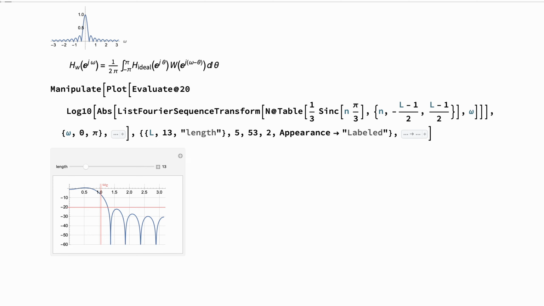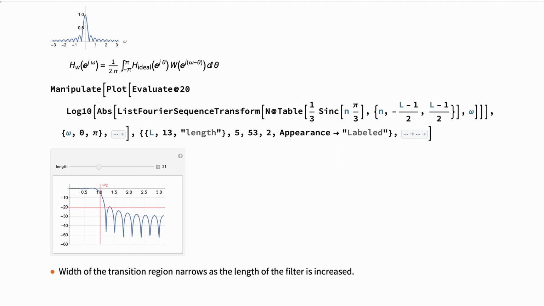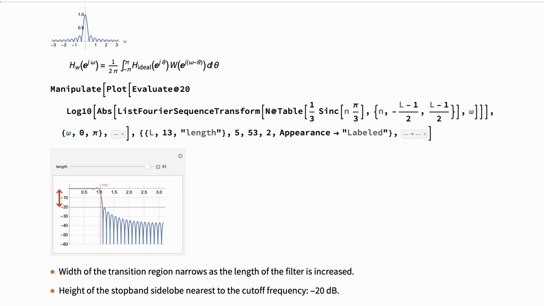As we increase the length of the filter, note that the width of the transition region decreases, but the height of the stop band side lobe nearest to the cutoff frequency stays approximately constant at about minus 20 dB. It is independent of the length of the filter. This is a limitation, and for this reason, rectangular window is not suitable for many applications.